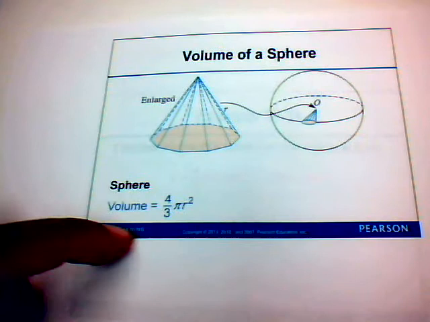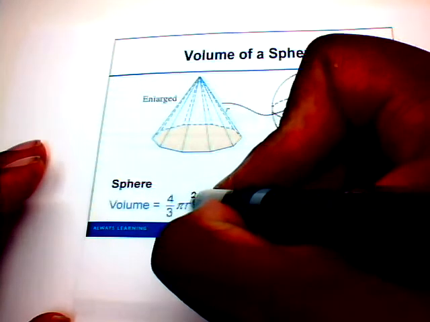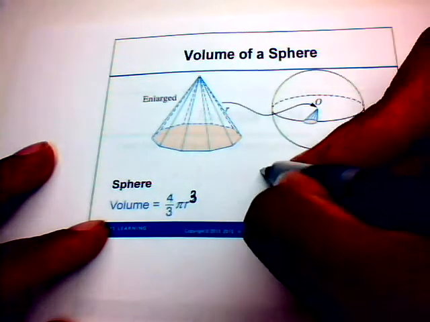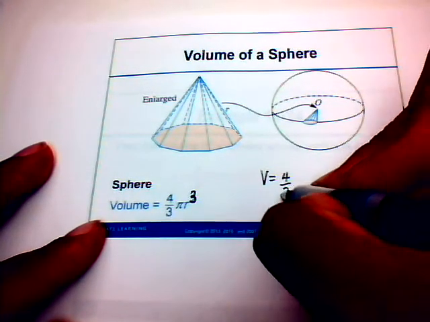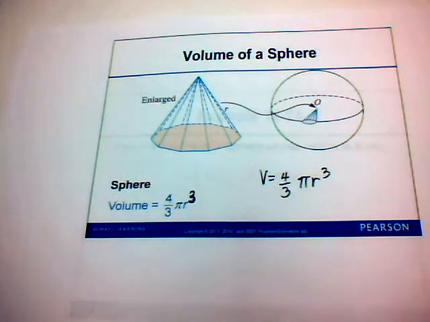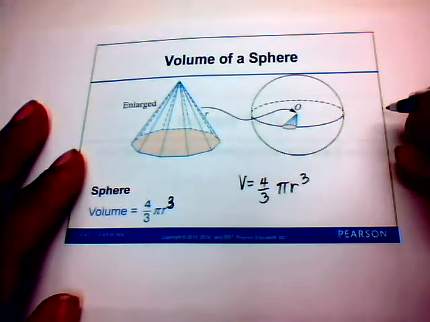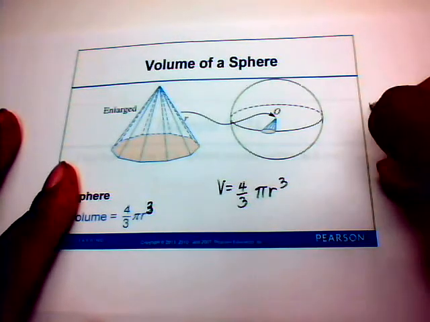Here, the volume is going to be 4 thirds pi times the radius, and this should be to the third power. 4 thirds pi times the cube of the radius. So in this particular situation, let's say that I wanted to find the volume of this particular sphere, and the radius was 10 centimeters.